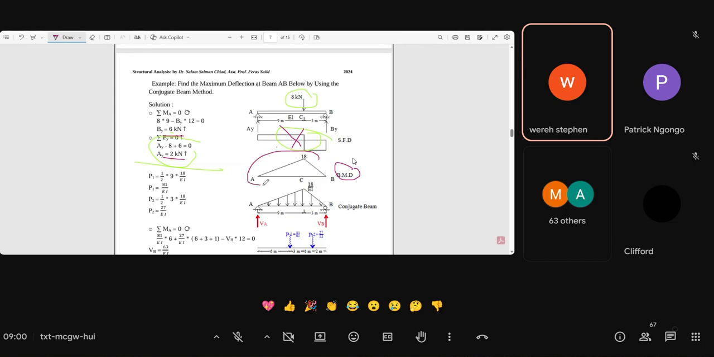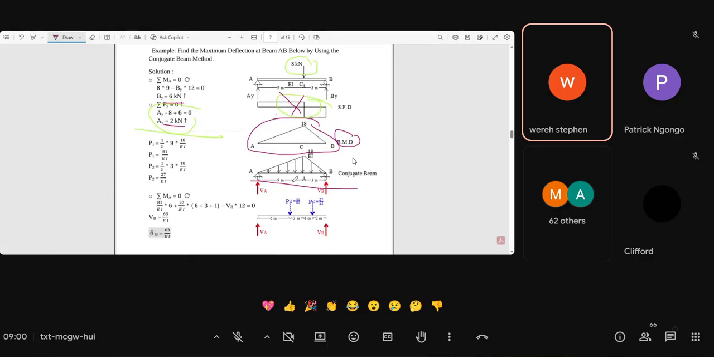We're going to come up to something like this triangular. Divide this triangular by EI. Okay. See now this 18 has been divided by EI. Then use this one to load it on the conjugate beam. Once you load it on the conjugate beam, now find the reaction again.